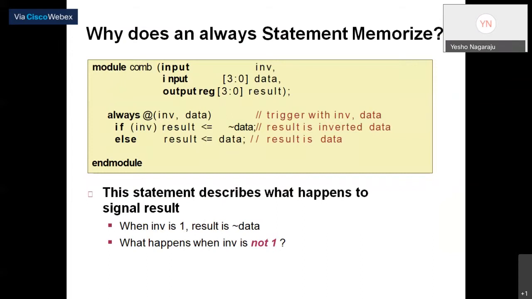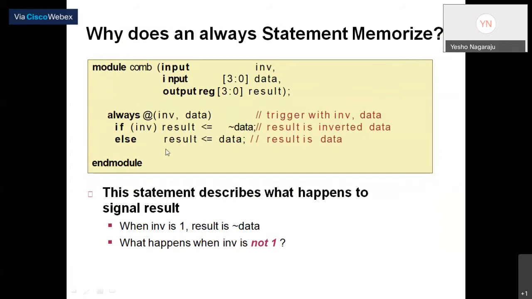Now see, do you think this circuit is going to infer any memory elements? We are using non-blocking assignments inside, and in the sensitivity list we see there is no clock. And for all possible combinations of I and V, we are assigning a valid value to result. If I and V is one, result is the complement of data. Otherwise, for all other values of I and V, result is data itself.